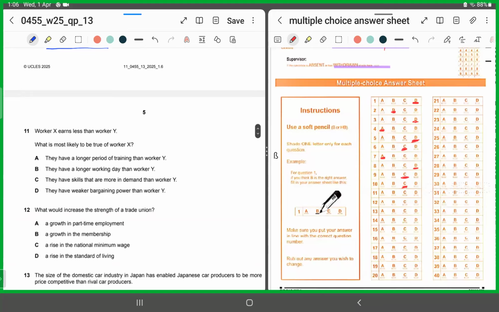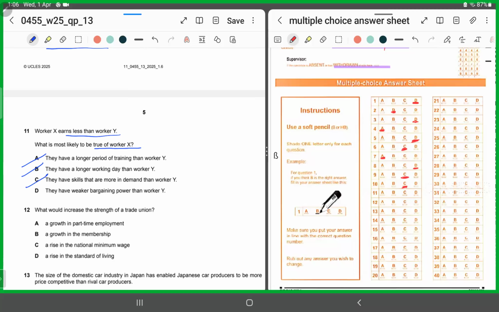MCQ number 11. Worker X earns less than worker Y. What is most likely to be true of worker X? So why do you think worker X is earning less than worker Y? They have a longer period of training than worker Y. If they had a longer training, they would have been earning more. So it's the opposite. They have a longer working day than worker Y. If they had a longer working day, again they would have been earning more. C says they have skills that are more in demand than worker Y. If they had better skills, then they would have been earning more.